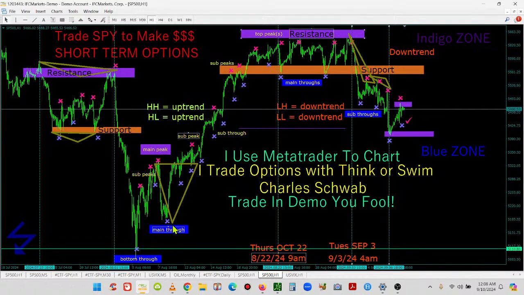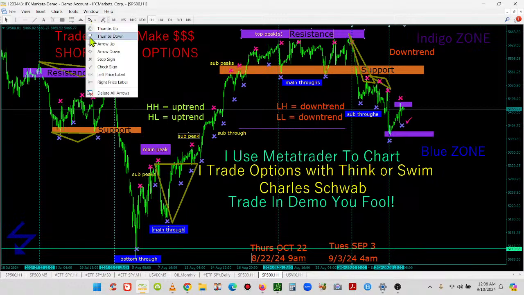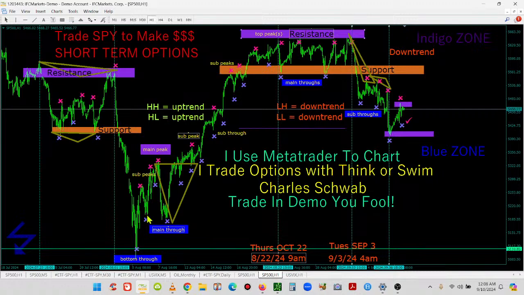All right, and just because it looks like it and because I said so. Okay, that's a main trough. This is not a main trough right there. This is a main trough right there. Okay, this is not a main peak right there. This is a main peak.